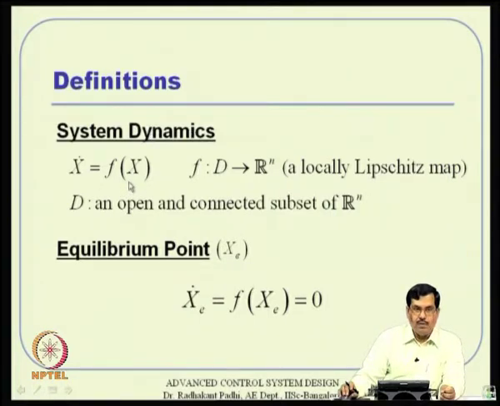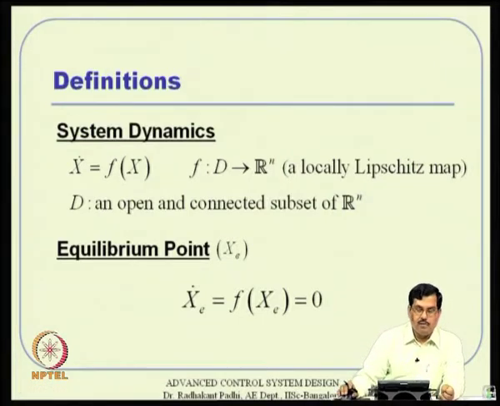Okay. If you put u equal to phi of x, then f of x, u is nothing but f of x ultimately. So, that way it is x dot equal to f of x. So, we talk about some sort of homogeneous system dynamics, and that is what Lyapunov theory is all about.